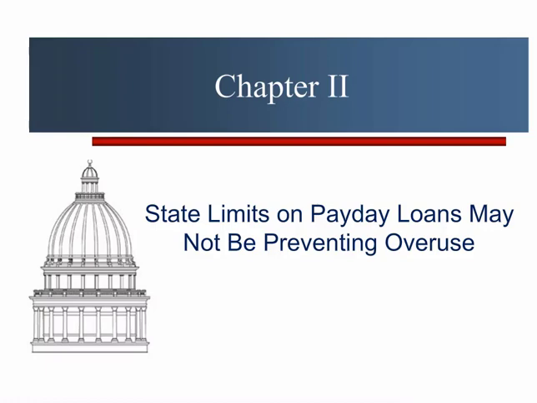So in our reports, Chapter 2 usually contains the largest finding after an introduction chapter of 1. And we did, in fact, learn in our audit that the state limits on payday loans may not be preventing overuse, and that's maybe even a conservative way to put it.